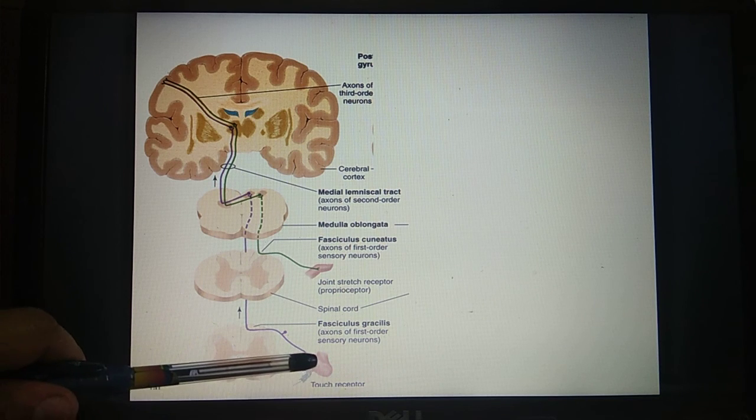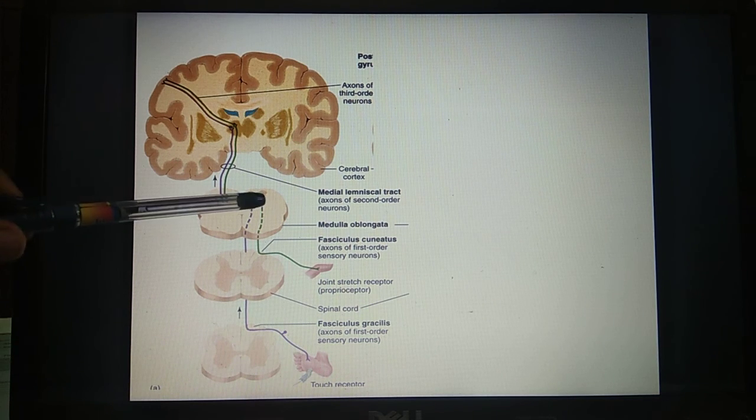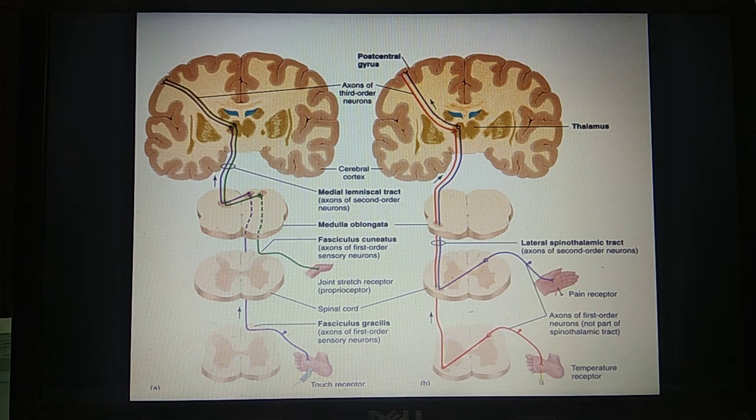Now the sensation of touch you can see, it is going and crossing to the opposite side. This is the spinothalamic tract. So here we are finishing the ascending tracts, which are carrying sensation from the whole body. Spinothalamic tract is carrying the sensation of pain, temperature and crude touch. Dorsal column tract is carrying the sensation of touch.